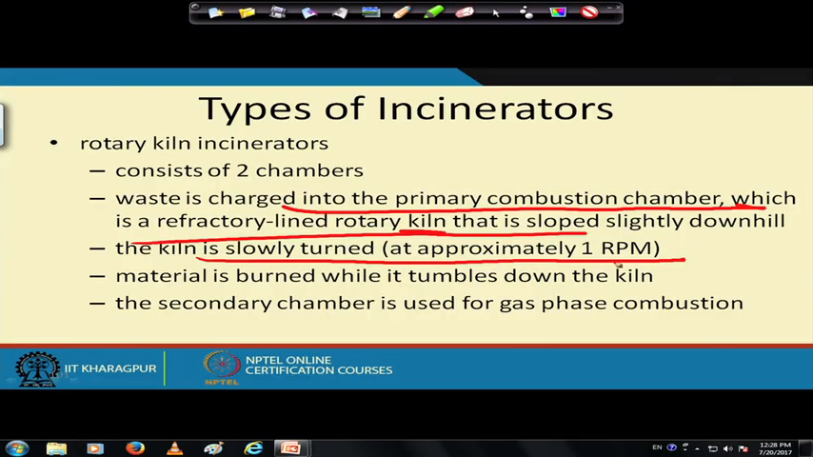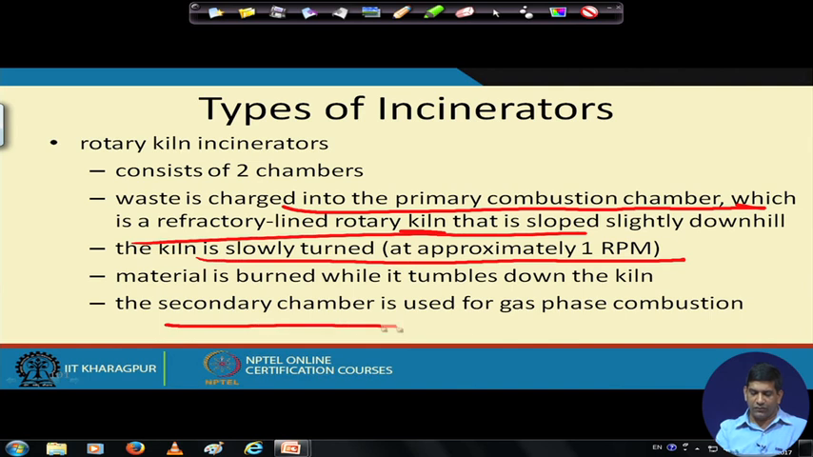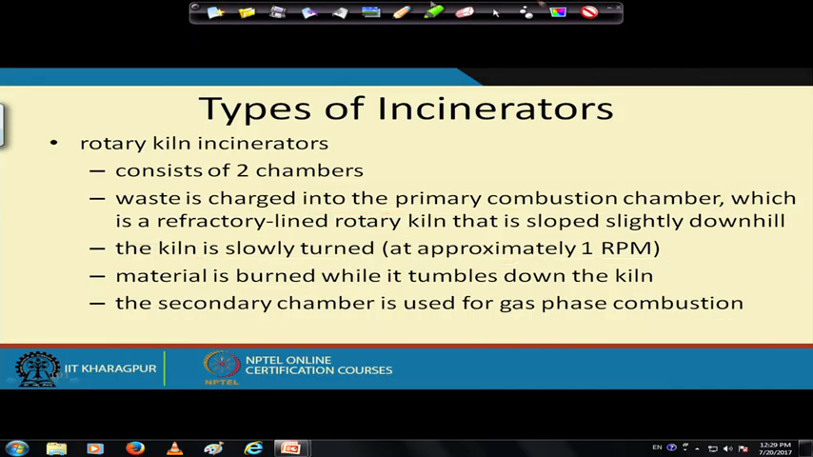I'll show you some sketches in the next few slides. So the waste is turning, tumbling down, and the kiln is rotating at the same time, and it is getting burned. Then the secondary chamber is used for gas phase combustion, because all the gases formed in the primary chamber are taken to the secondary chamber and burned further at a high temperature. So we can work with a lower temperature in the primary chamber, and then take it to the secondary chamber where we heat it at a higher temperature. From an energy point of view it also works out better, because you save some energy.